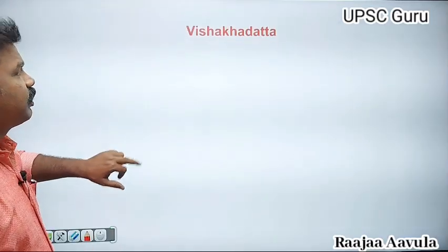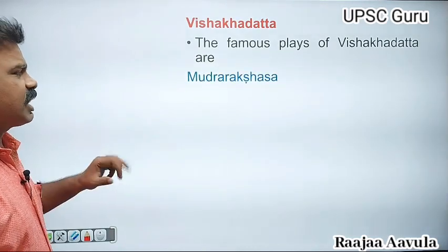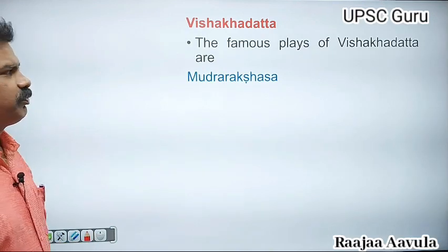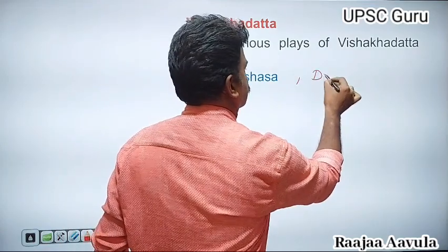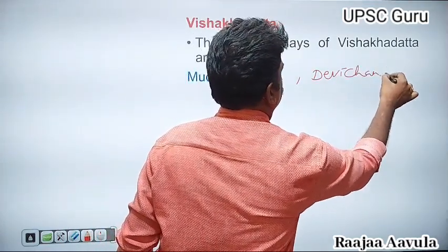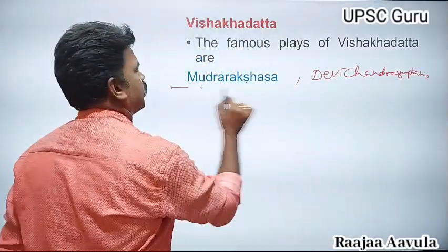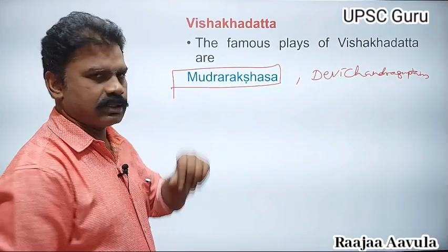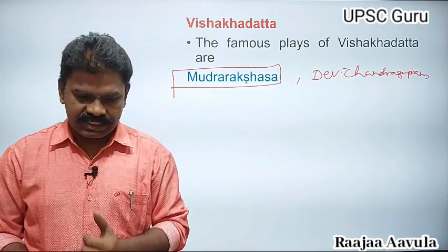After Kalidas, the next important personality during the Gupta period was Visakadatta. Visakadatta wrote 2 books: Mudra Rakshasam and Devi Chandraguptam. Coming to this, first Mudra Rakshasam.